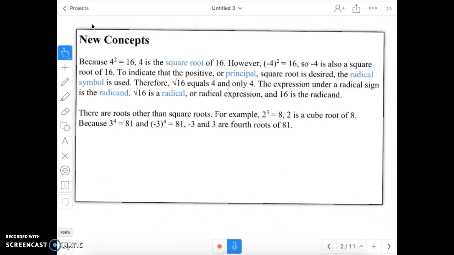There are also other roots other than square roots. For example, if we know that 2 to the third power is 8, because 2 times 2 times 2 is 8, so 2 is a cube root of 8. And then also because 3 to the fourth power is 81, and negative 3 to the fourth power is 81, negative 3 and 3 are fourth roots of 81.